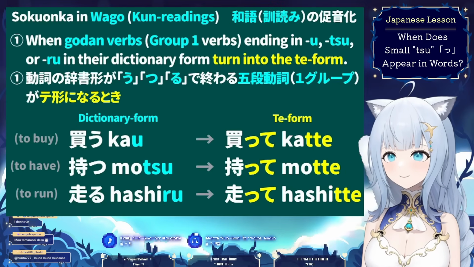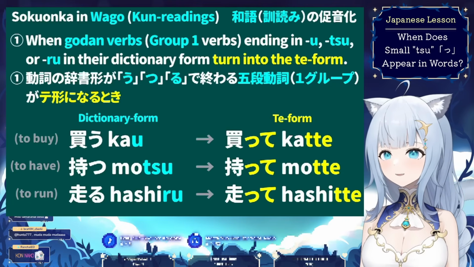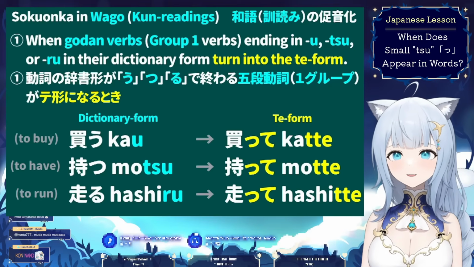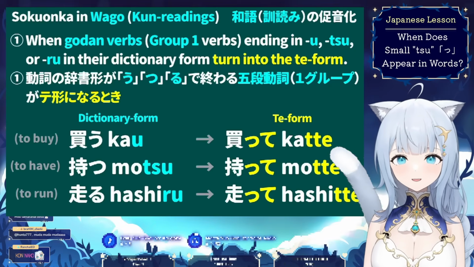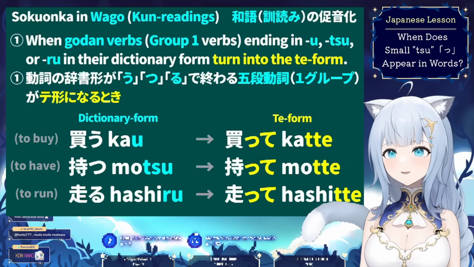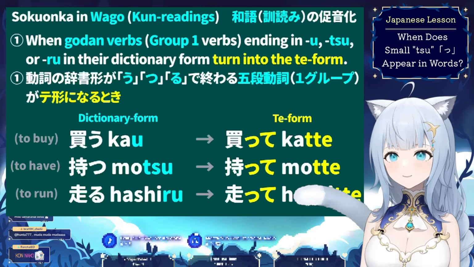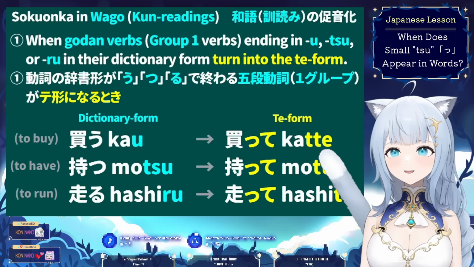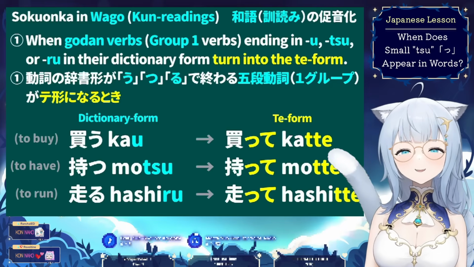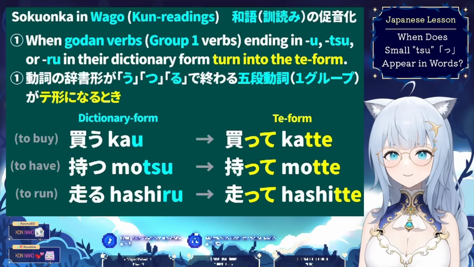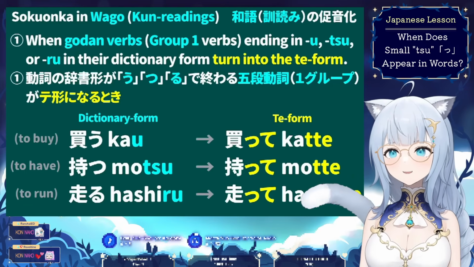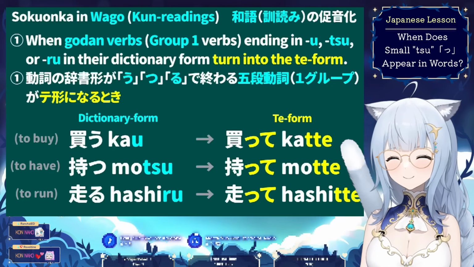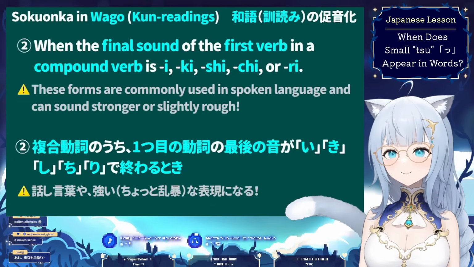To buy, kau, is the dictionary form. The te form is katte. Wow, small tsu appears here. So for a group 1 verb, when the last sound is u, tsu, or ru, it's small tsu plus te. Kau, katte; motsu, motte; hashiru, hashitte. This is sokuonka in wago, kun readings. I know it's just a rule and we have to memorize it: group 1 verb, godan verb, and the last sound is u, tsu, or ru, small tsu. Yes, memorize. Remember? Next, sokuonka in wago, kun readings.